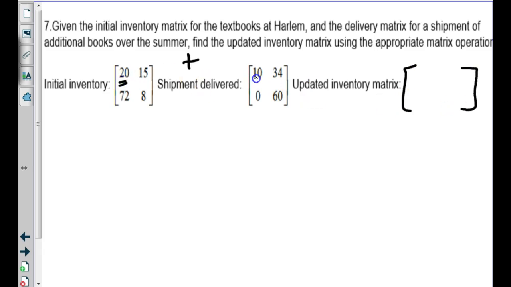We add this corner and we get, and then we add this guy and we get 49. Did I add that right? Then 72 plus 0, and this 8 plus 60 would be 72 and 68. Think you can get that one right? Did I add something wrong? Everybody okay? You're just adding the entries. You can type them in if you want, but it would be a huge waste of time.